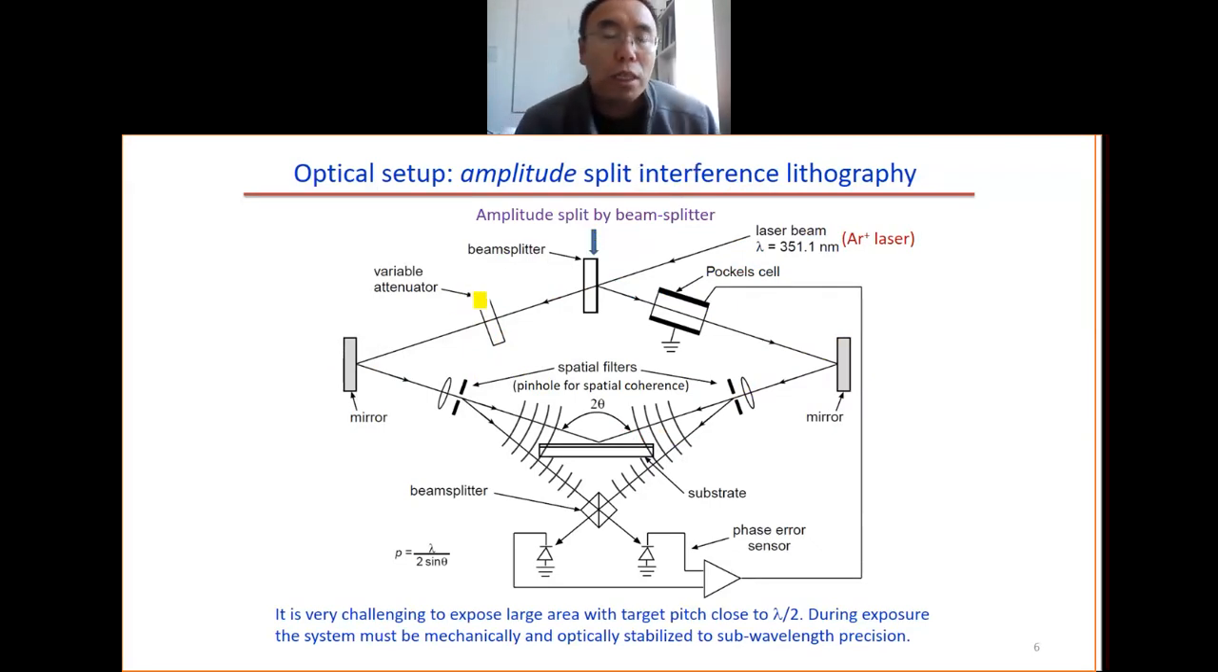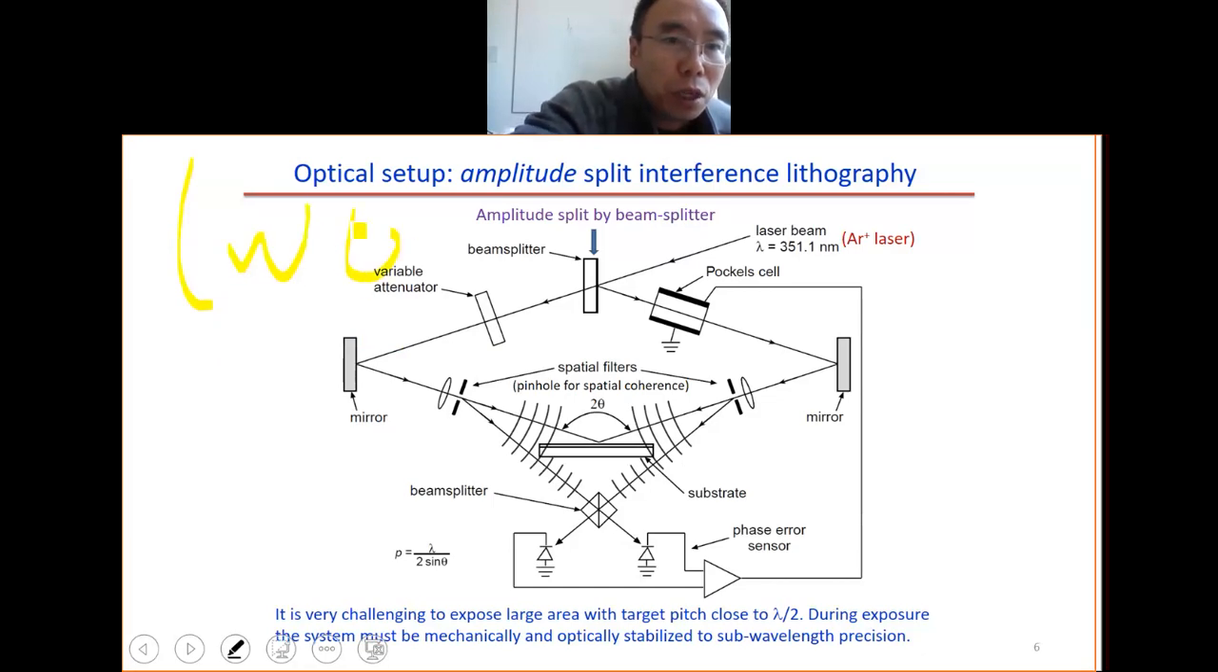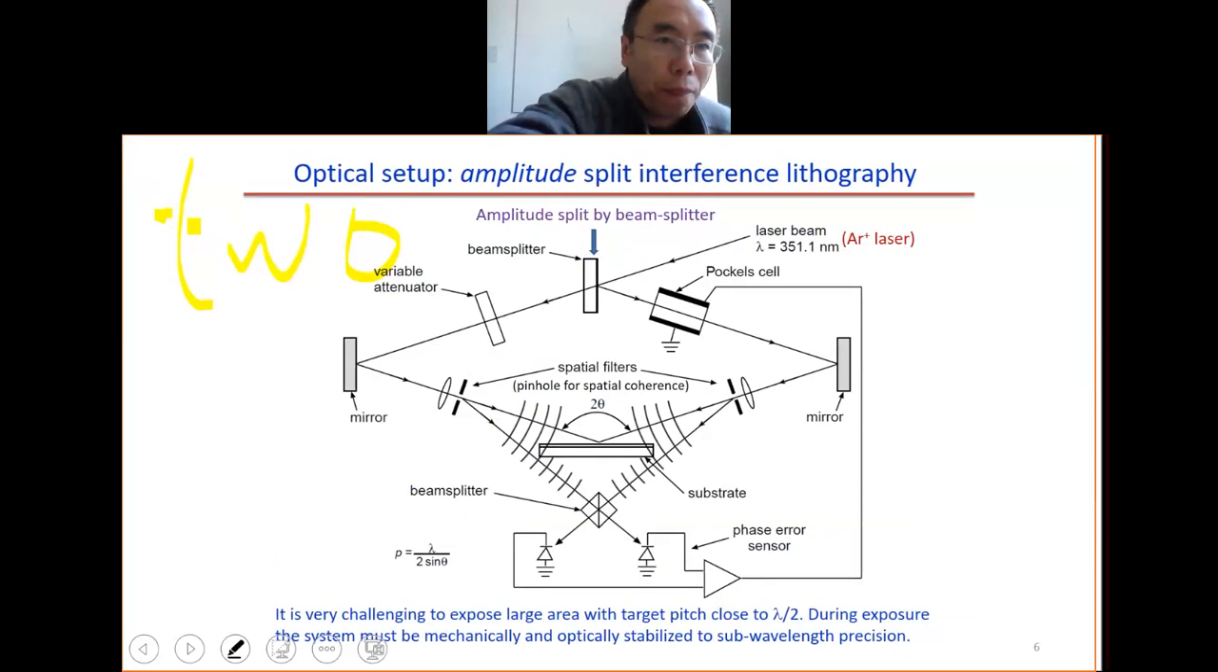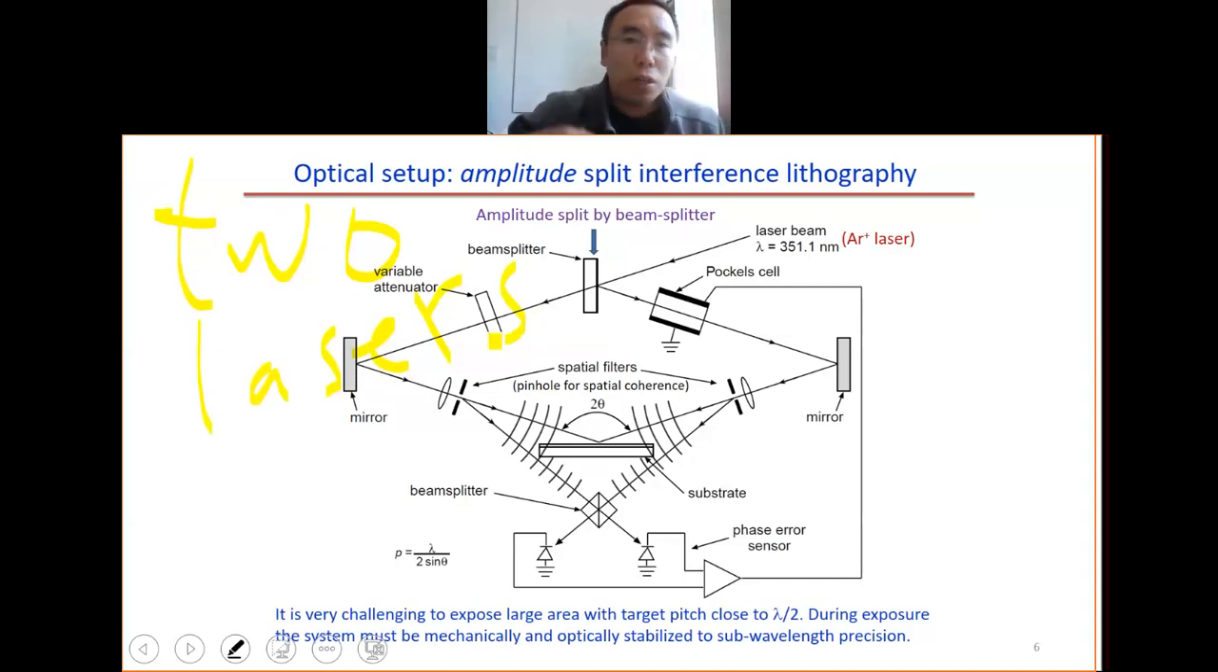So how to do the interference lithography? Normally people think we need two beams. We can have two lasers. Can you do the interference lithography using two lasers? In principle you can, but in reality this will not work.